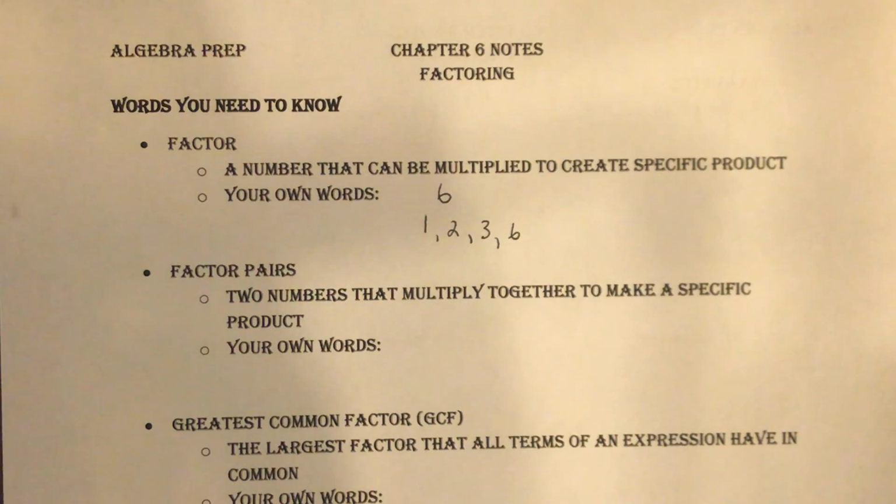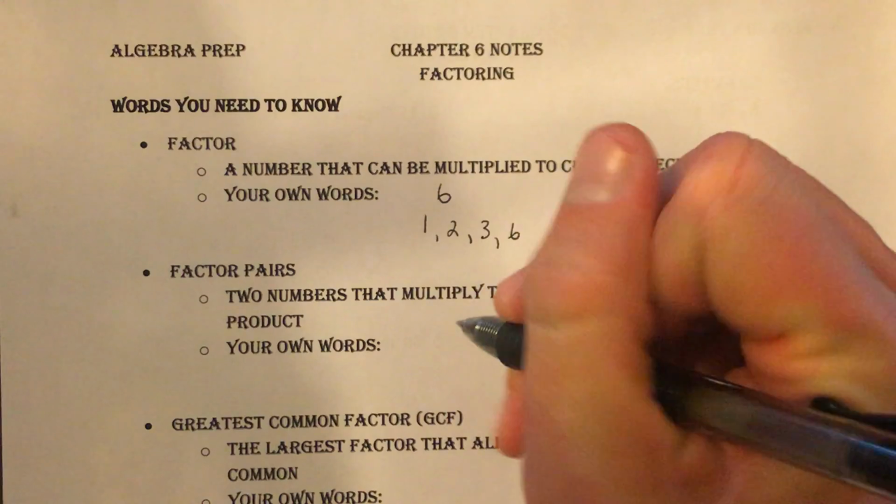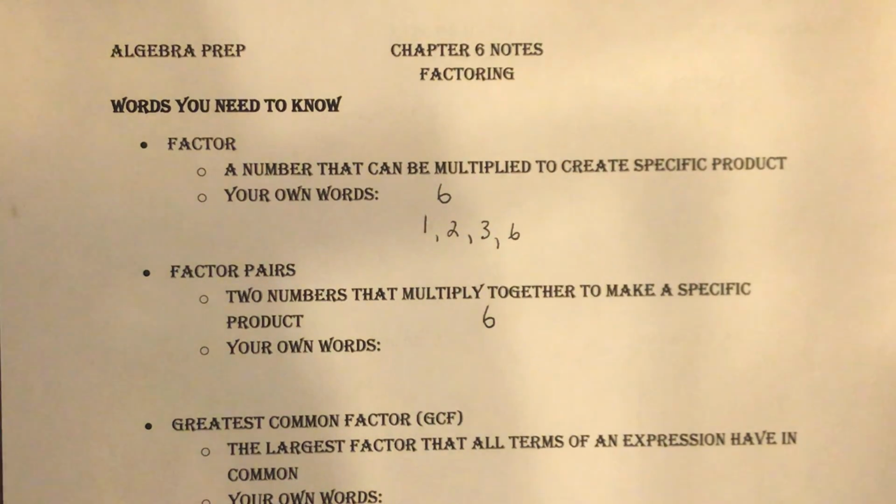Which brings me to our second word, which is factor pairs. And so these are two specific numbers that multiply together to make a specific product. So let's use that number 6 again. And so when we talk about factor pairs, these are two factors that go evenly into 6, obviously, but they multiply against each other to make the number 6.